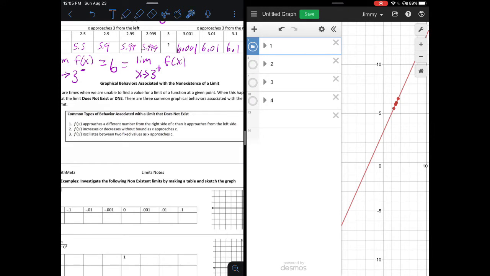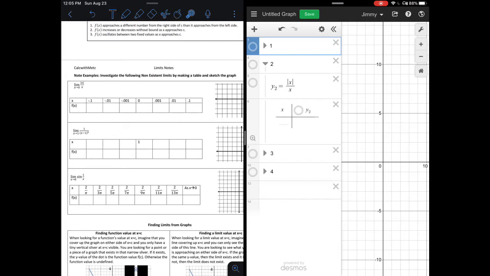The first is that if my left-sided and right-sided limits don't equal each other. So the right side and the left side approach two different numbers. The second kind of common behavior is that I'll have unbounded behavior. So my graph will either be increasing or decreasing without bound. And the third common type of behavior associated with this is that my graph will be oscillating between two fixed numbers as x approaches c.